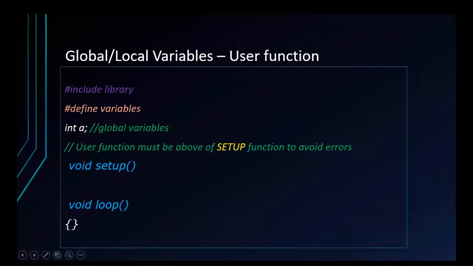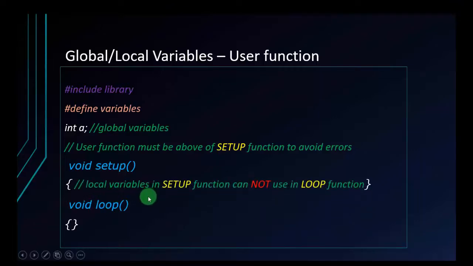And the last one is, if you want to create a local variable, you need to init it in a certain function you want. This is a sample. A local variable in setup function cannot be used in loop function. Okay, if you want to use local variables, you need to init them in a certain function. Okay, that's all we need to know when starting with Arduino.